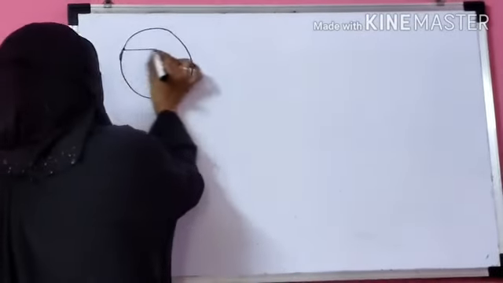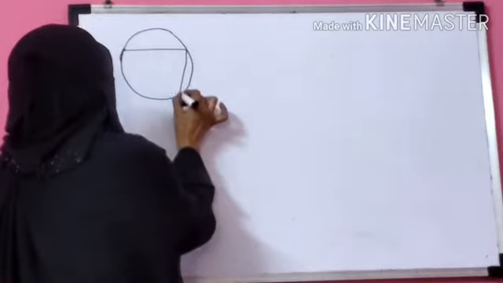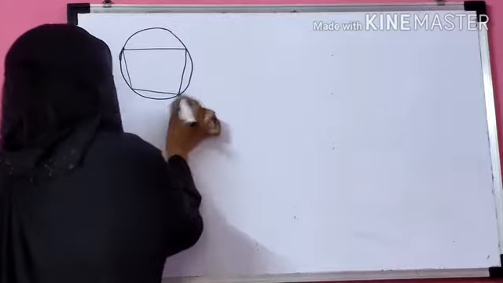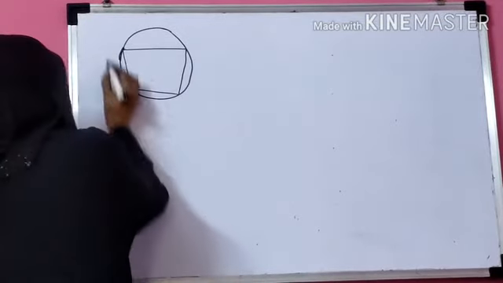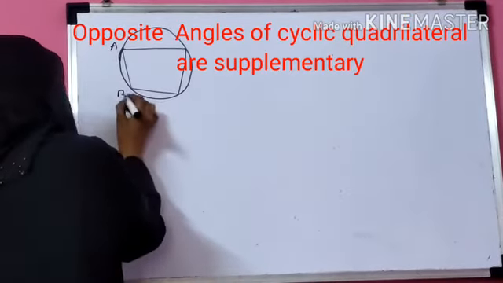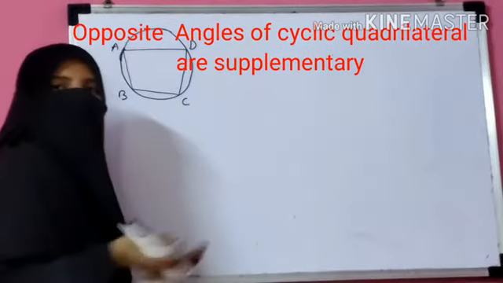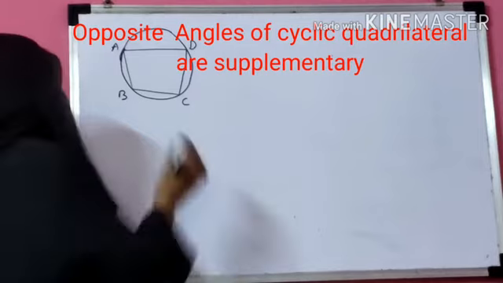And if the quadrilateral lies in a circle, then it's called a cyclic quadrilateral. Okay, so this is your cyclic quadrilateral. And the theorem is: opposite angles of a cyclic quadrilateral are supplementary. Supplementary means their sum is 180.